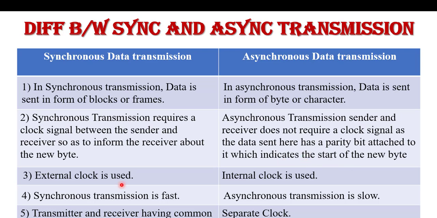In synchronous data transmission, an external clock is used. In asynchronous data transmission, an internal clock is used. Synchronous transmission is fast, asynchronous transmission is slow. Because in asynchronous transmission, data is transmitted in the form of bytes or characters, and we add a parity bit, start bit or stop bit for synchronization, and a gap between the bytes. That makes the whole process slow. In synchronous data transmission, transmitter and receiver have a common clock. In asynchronous data transmission, they have separate clocks.